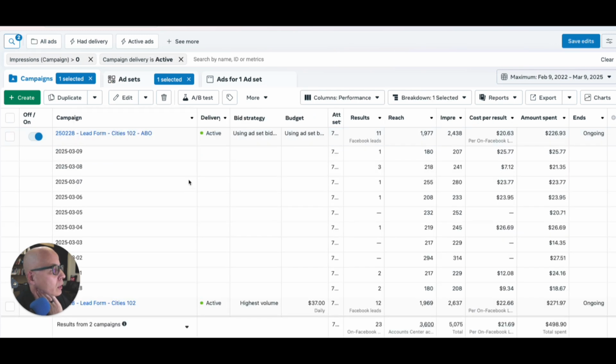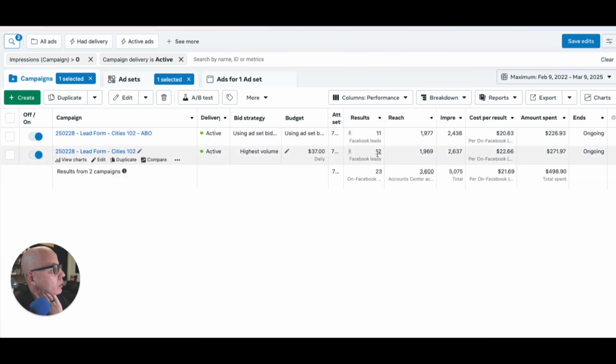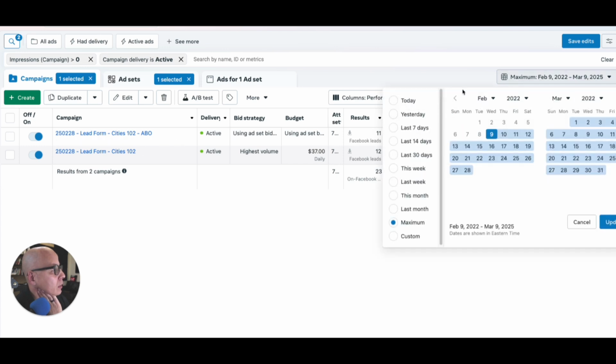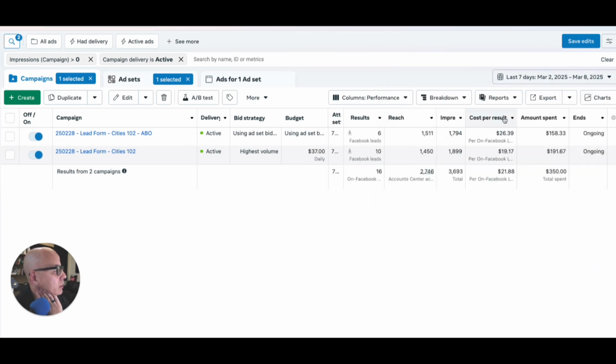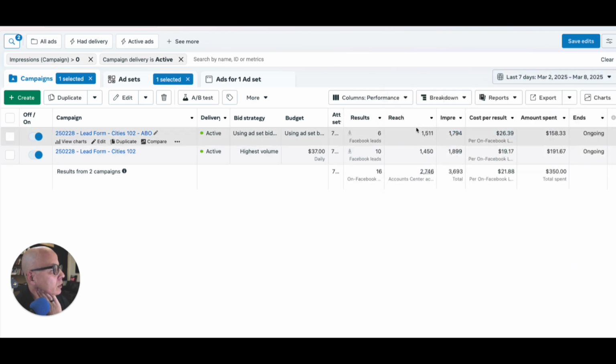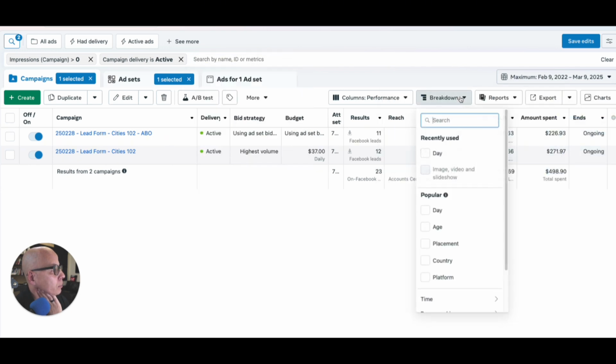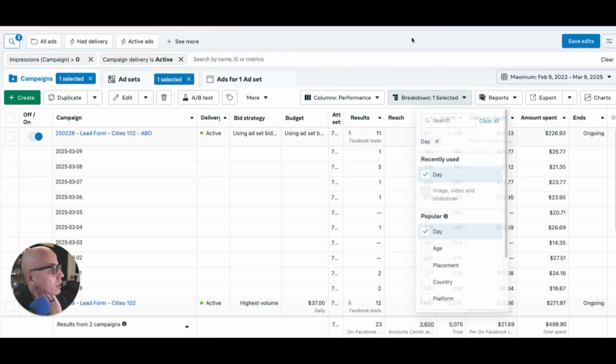This is another one here that's been running for a while. 11 leads at $20, 12 leads at $22. The blended is $21. I could take and do 7 days and see what the results are. Is it trending up, trending down? It's been pretty consistent. So if I go back to maximum and I can look at the breakdown, this will give you an idea of what you can expect with this.